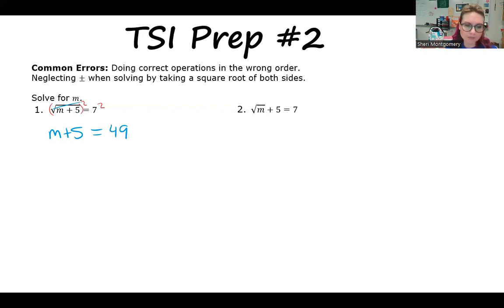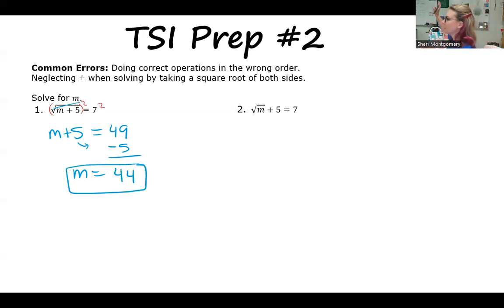What do I do to solve it? I want m by itself, so I need to subtract 5. 49 minus 5, what do we get? 44. Very good. Did anybody get that right? Hey, listen, that's okay. That's why we're doing these. So remember, you'll take off 10 points for that. That's fine. You're at a 90 right now.